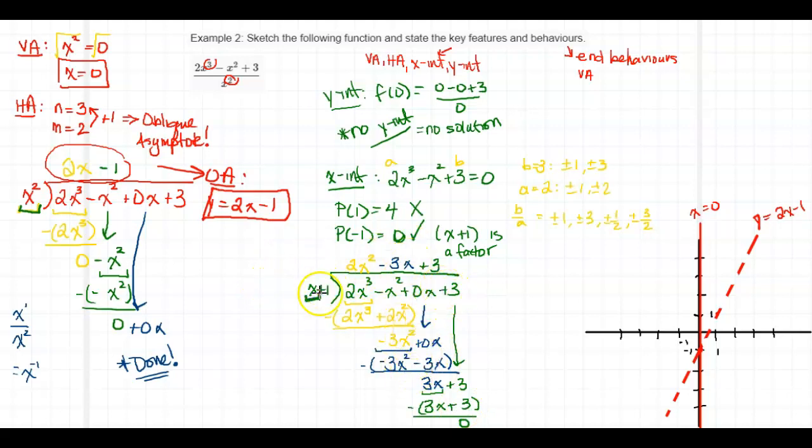That means this is one factor. But now I need to use this whole thing up here to try and find my other two. So I can take this over here, and I now have to try and factor this down.